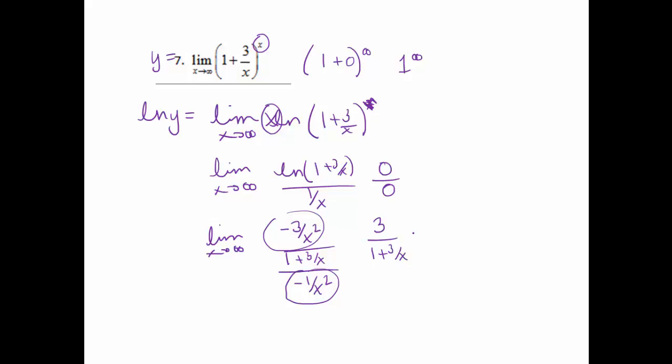And now if I plug in infinity, I'll get 3 over 1 plus 0, which will reduce to 3, which now shows me that the natural log of y was equal to 3. Now I have to undo the logarithm, so I will end up getting that y equals e to the third power.